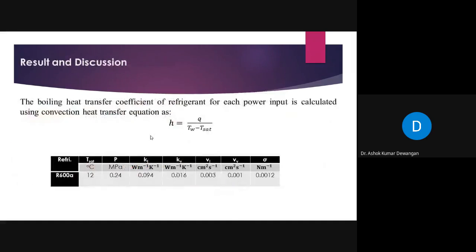So now in that case, we'll discuss some results. Here we use a simple natural convection heat transfer equation for calculating the heat transfer coefficients. As you know, Q is equal to h delta T. Here Q is the heat flux, and the properties of this refrigerant I have chosen from REFPROP, at a temperature of 12 degrees centigrade. According to this, all these properties are given.